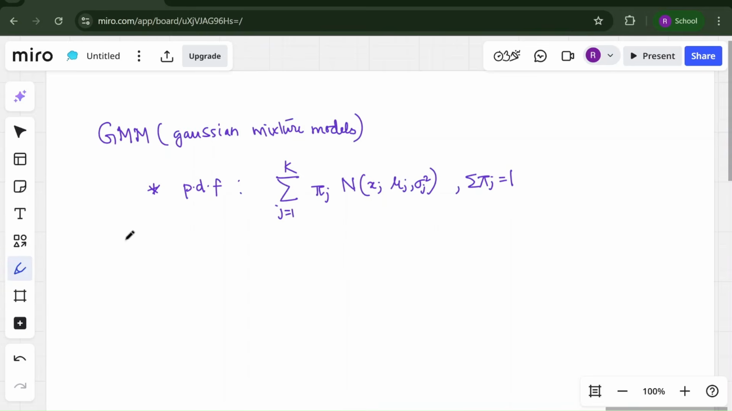Now, first of all, how many parameters are there? You have mu j and sigma j square. How many times? You have k times, so that is 2k, and then you also have pi j, which is k, right? Can anyone tell me how many parameters we have? 2k plus k, right? 3k. There are 3k parameters, that is fine.